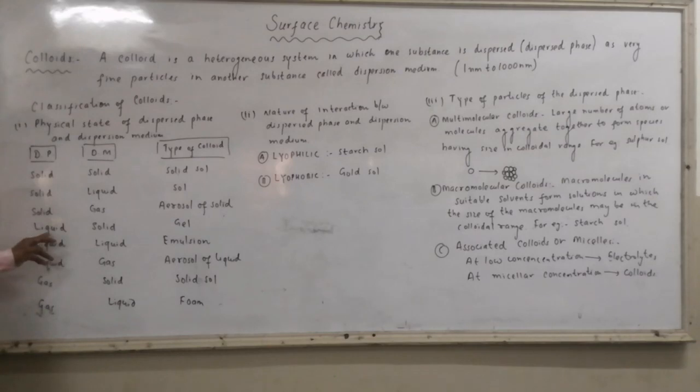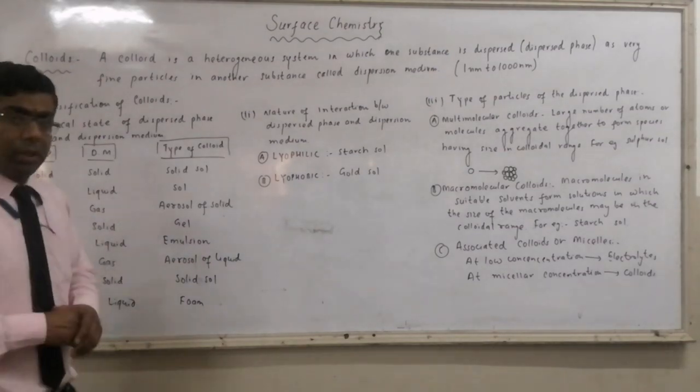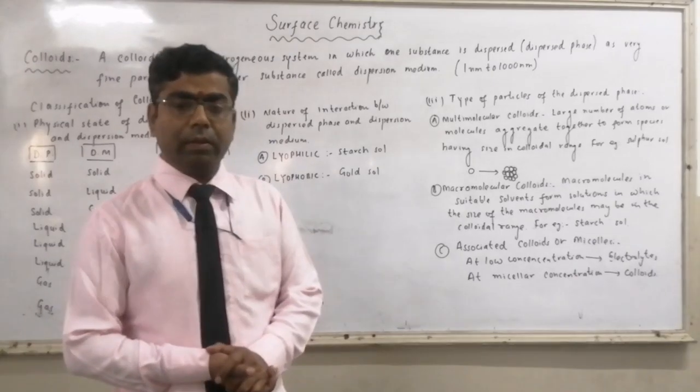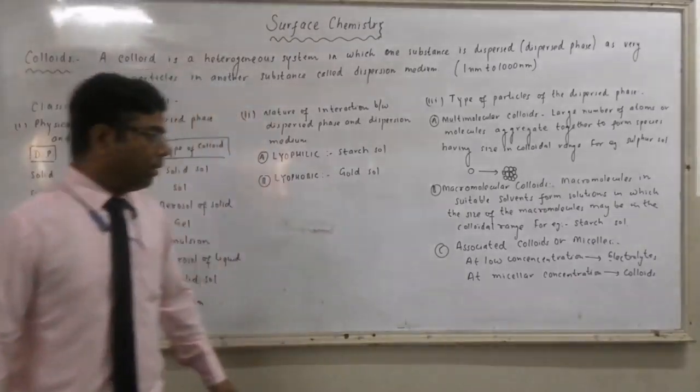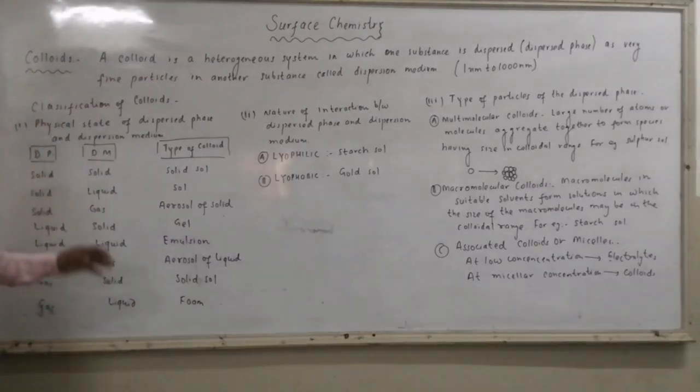Then we have liquid solid. Dispersed phase liquid, dispersion medium solid. This is called gel. Liquid with liquid is called emulsion. Liquid with gas is called aerosol of liquid. Gas solid is called solid sol, and gas with liquid is called foam. You have to learn their examples also. But first you learn which type of colloid is possible when we have dispersed phase, solid liquid gas, and dispersion medium, solid liquid gas.